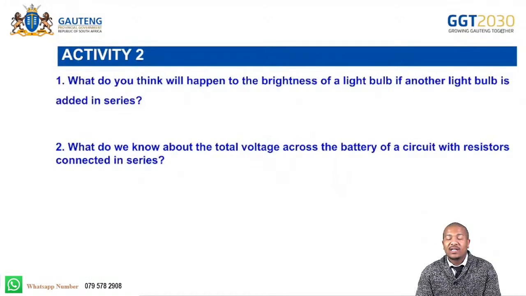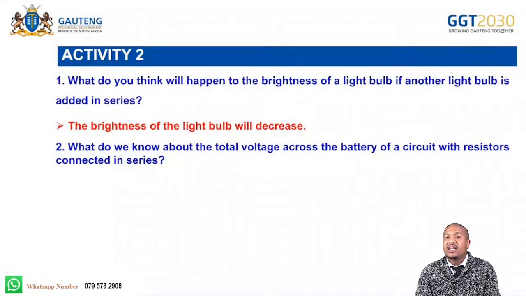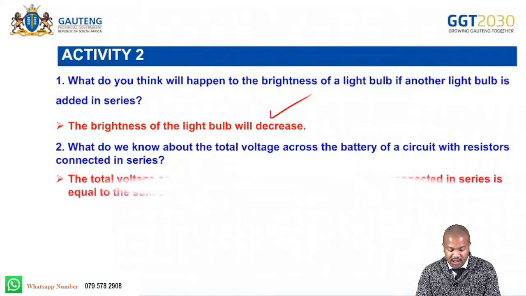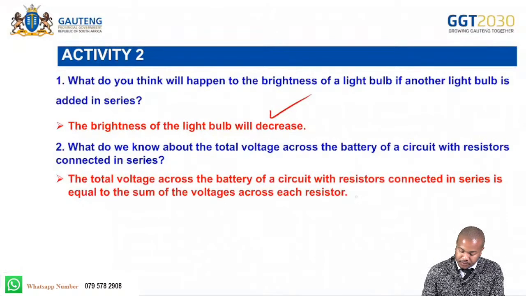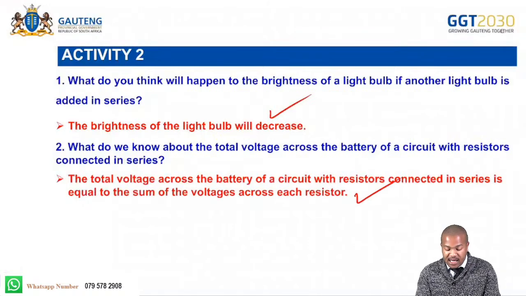Welcome back, grade 9s. Let's look at the solutions together. What do you think will happen to the brightness of a light bulb if another light bulb is added in series? The brightness of the light bulb will decrease. It will become dim. So what do we know about the total voltage across the battery of a circuit with resistors connected in series? The total voltage across the battery of a circuit with resistors connected in series is equal to the sum of the voltages across each resistor. Are we together?